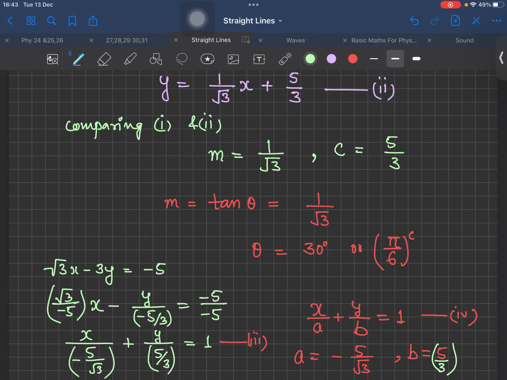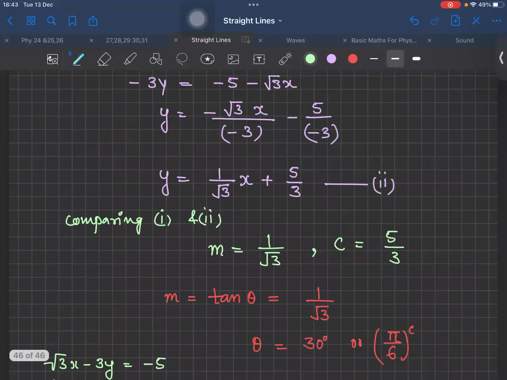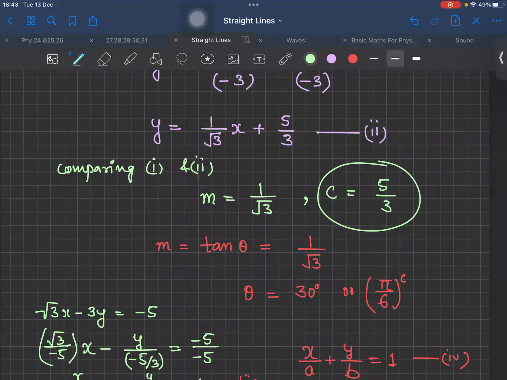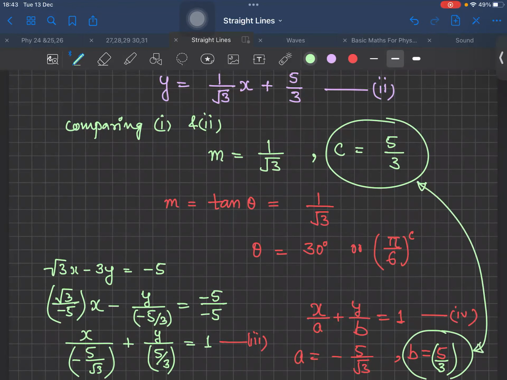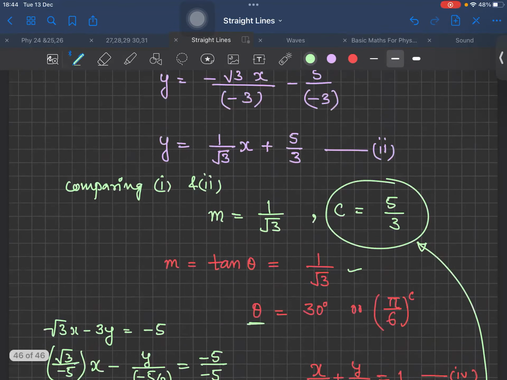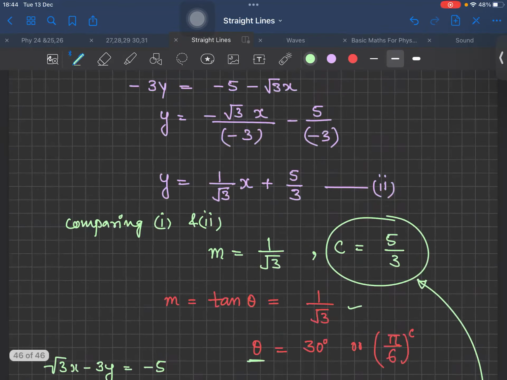So in this case, we have got 5 by 3, but here we are writing c. This c and b are the same thing, the y-intercept. If you want, you can write c, if you want, you can write b. It doesn't matter, both are the same thing. So we have got the value of a, we have got b, and we have got theta is 30 degree, m is 1 upon root 3, and we have got all.